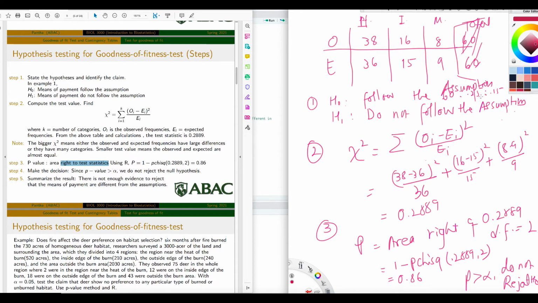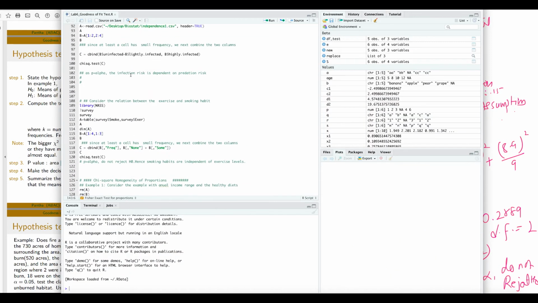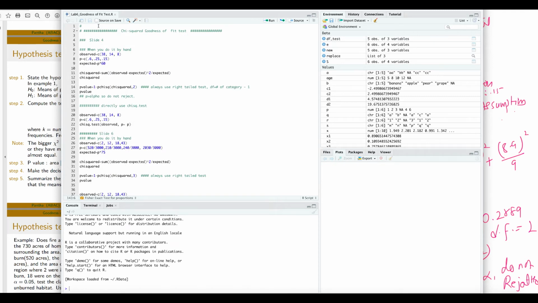Assumption is 60, 25, and 15% for the personal, phone insurance, and the Medicare. Let me do all these steps in R, and then I will show you how to do it in R directly without doing these steps. Okay, let us look at that. This is in lab 6.